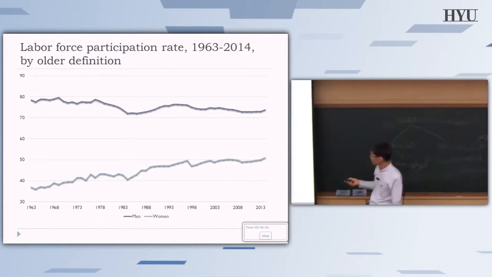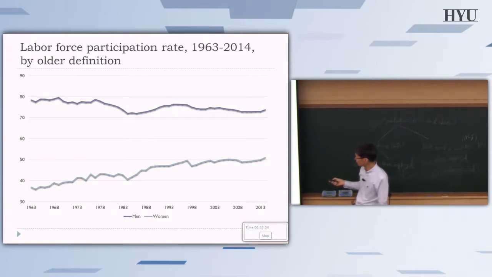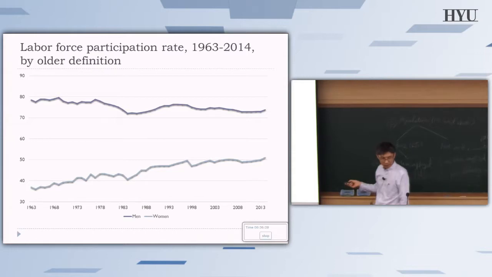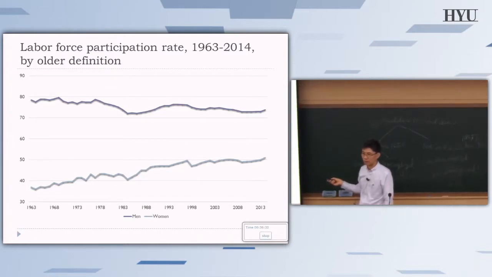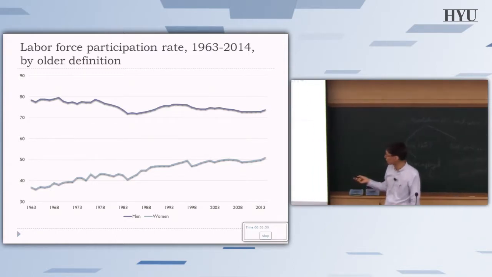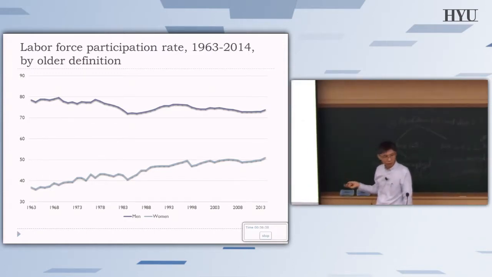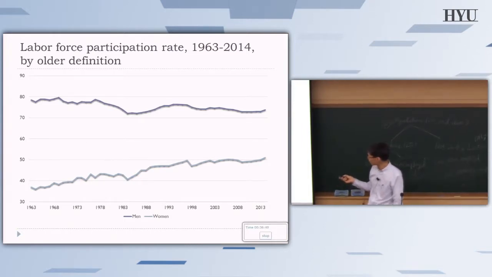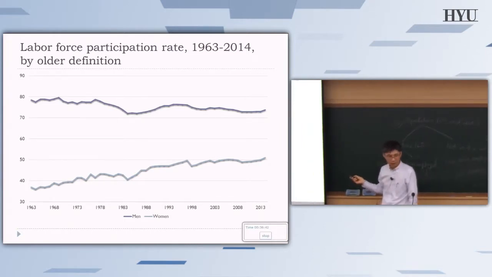One thing that I find interesting is that from around the mid 1990s, women's LFPR is basically fixed. I mean, it's kind of stable around 50%. It has not increased much. Okay. I think this is a very interesting phenomenon. We should look at why this is stable at around 50%.